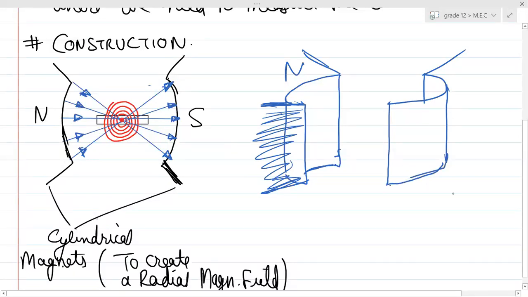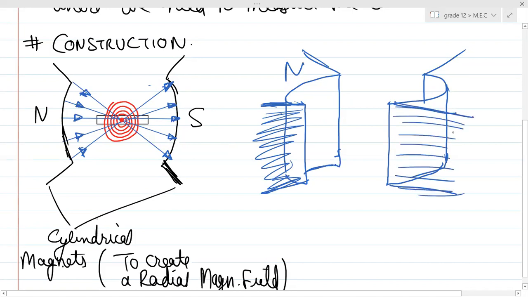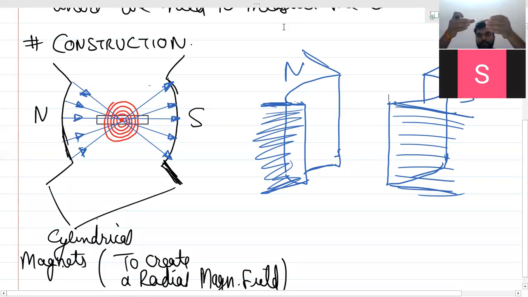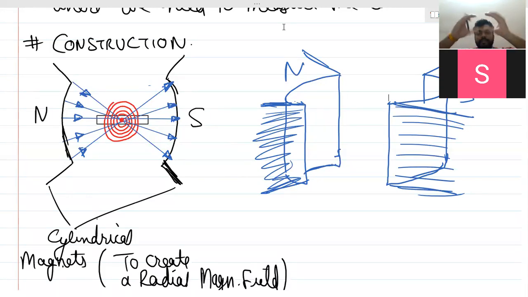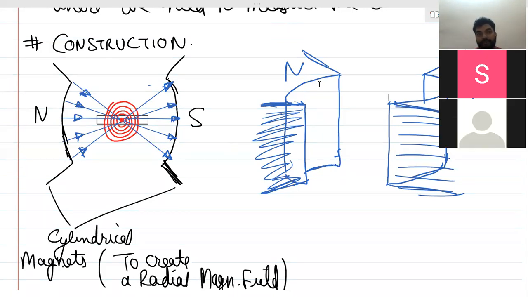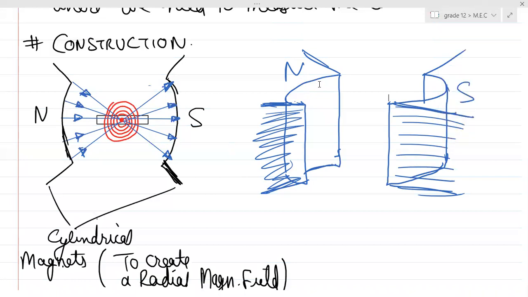And now you understood what is the shape of this magnet, right? So this will be your south pole. Can you see? It's something like this, holding like this. Are you getting my point? So these are basically the magnets, and they are cylindrical. Is this clear, guys? Yes, sir.